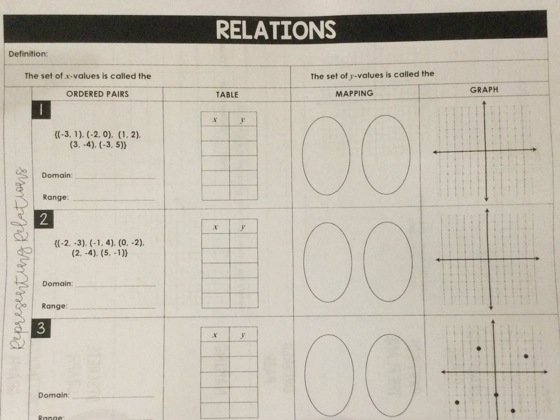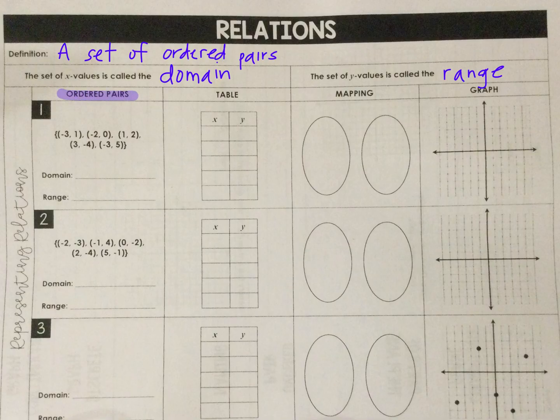On this page, we're going to talk about relations. So all relations are a set of ordered pairs. And in a relation, the x value we always call the domain, and the y value we always call the range. There are 4 different ways that we can show relations: ordered pairs, tables, mapping, and graphs.